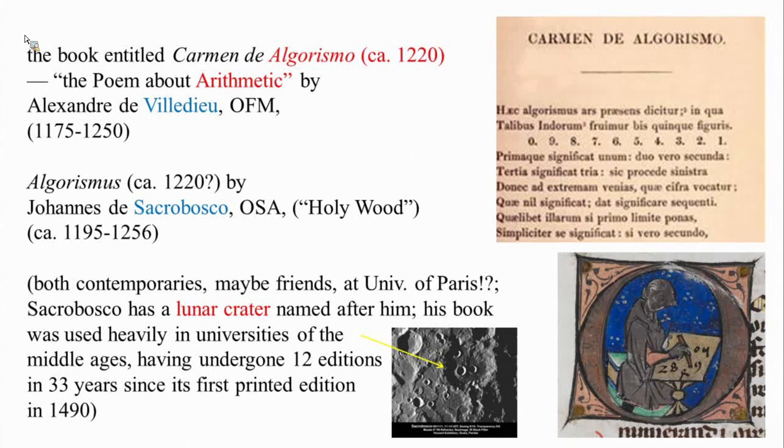Don't put two L's there, right? Sacrobosco. These two people, interestingly enough, Villazier and Sacrobosco, were contemporaries, we know from their dates, and may have been friends because they were both math profs at the University of Paris. They must have known each other. They must have collaborated, right?